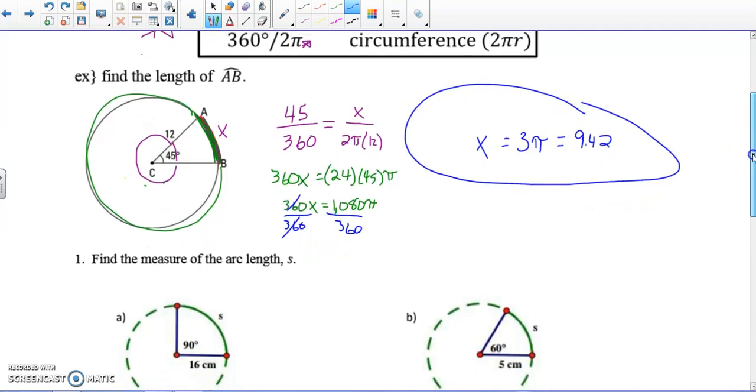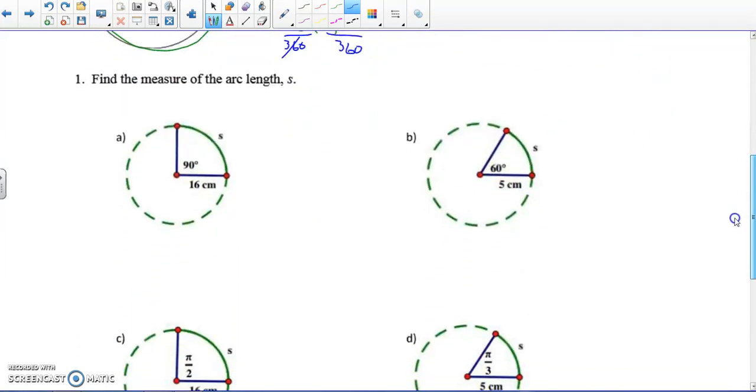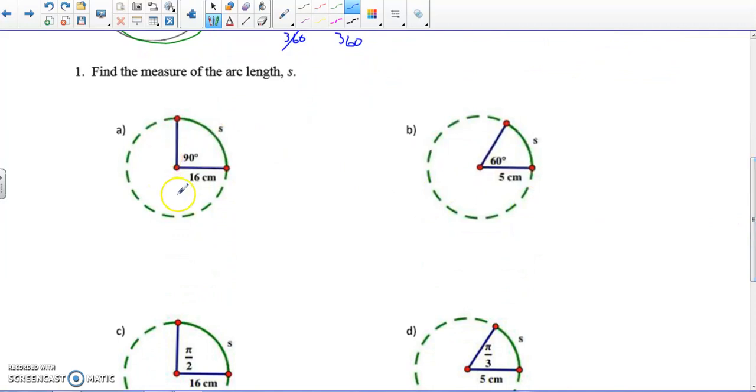All right, so pause it, rewind if you need to watch that again. We'll start on the next one. I'm going to do A and B together, I think. Maybe we'll do A together and see how it goes. So same thing. Now it's telling us we want to find the length of the arc right here, arc S.